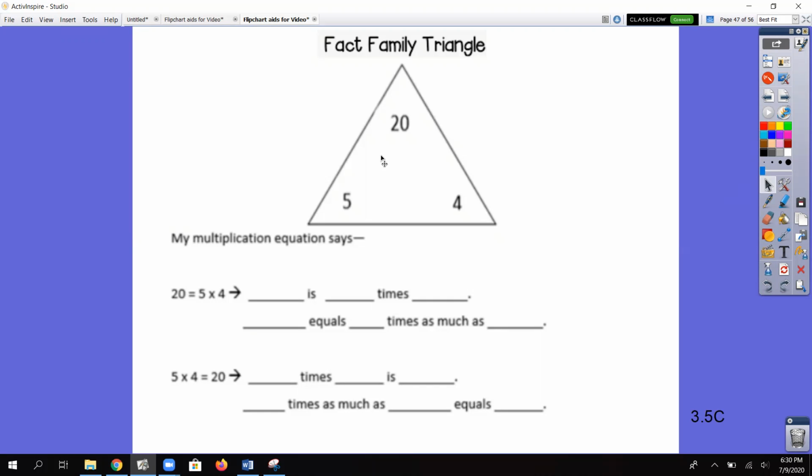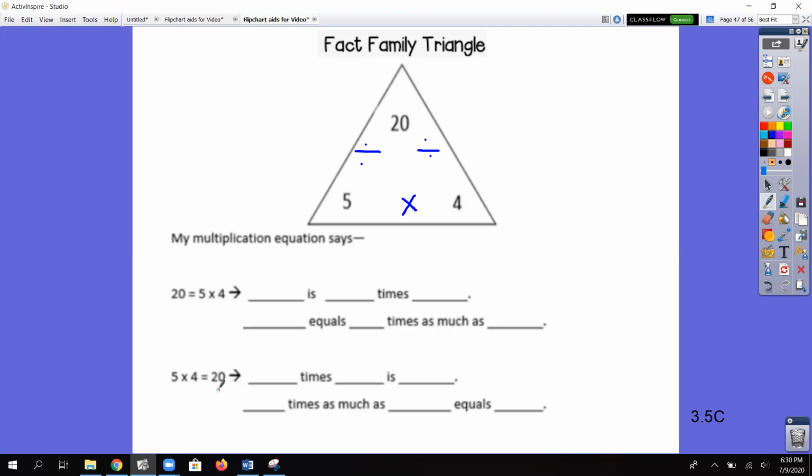So this fact family triangle has the numbers 5, 4, and 20. So you know that 5 times 4 equals 20, 4 times 5 equals 20, and then 20 divided by 4 is 5, or 20 divided by 5 is 4. Those are the different ways you can use that fact family triangle.